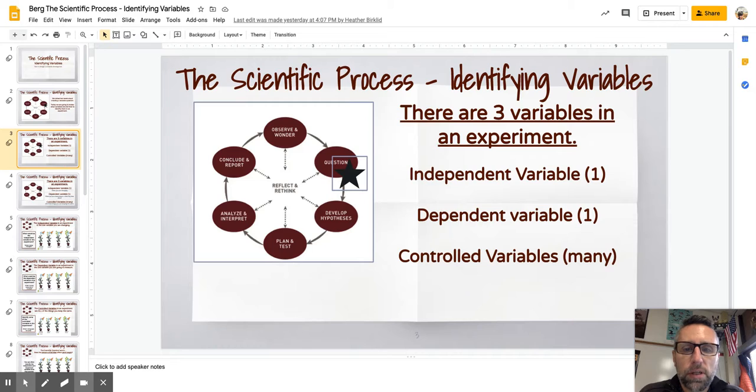Identifying variables becomes really important. It's key to clarify, what am I really testing? And for those of you in advanced, we're looking at phase one. Do you understand? What am I comparing? What am I measuring? You get one set of independent variables. You get one dependent variable.